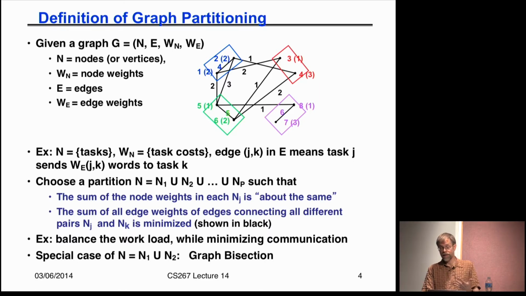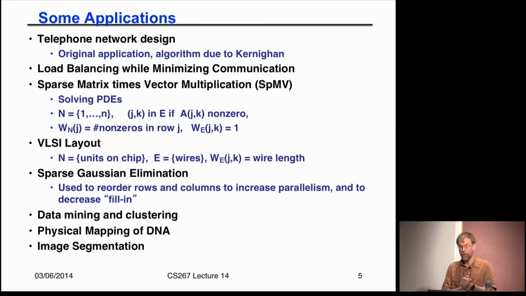So this has a long intellectual history. It was invented originally to design the telephone network, AT&T. And there was a person there working for Bell Labs called Kernighan. And he invented the first algorithm, and we still use that basic algorithm, well, the idea, a much faster implementation of it. So who else knows what Kernighan invented?